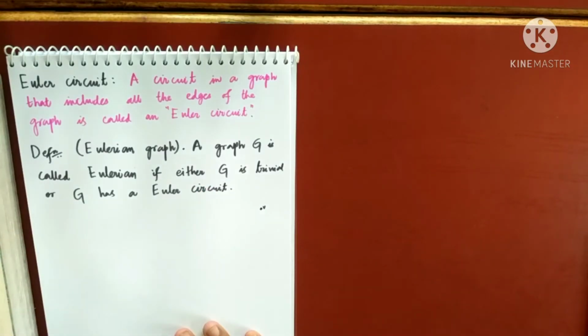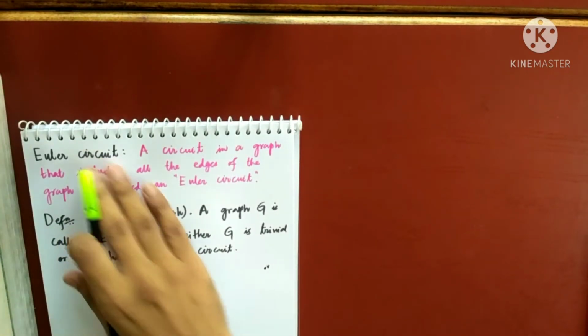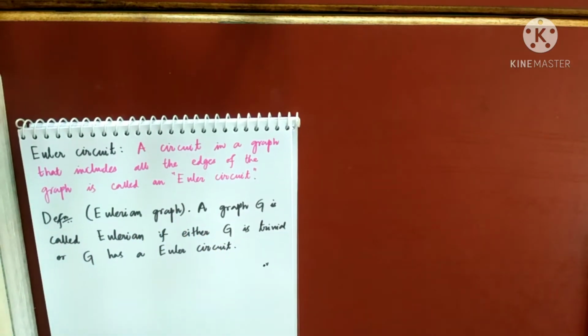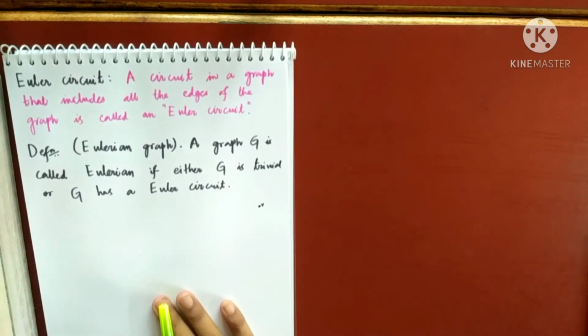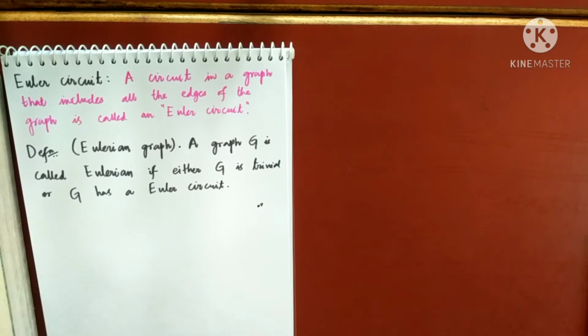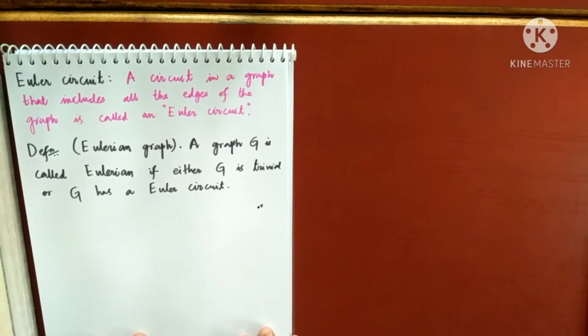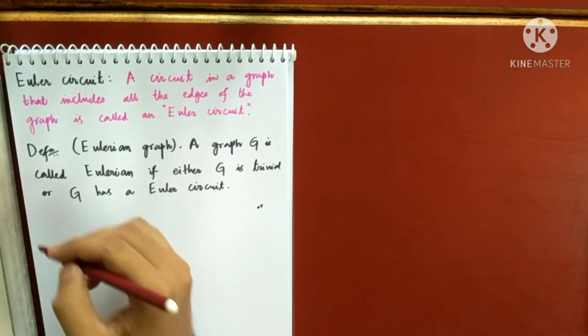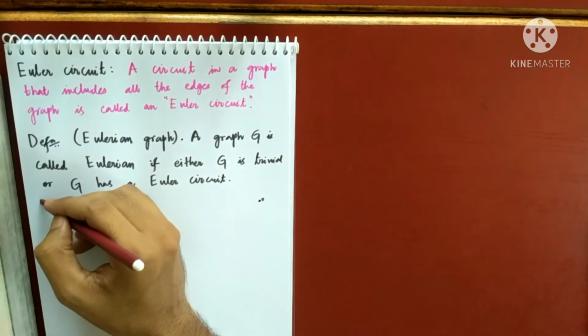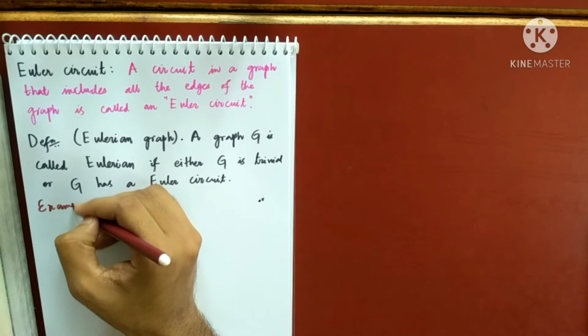So the question now about the Königsberg bridge problem is just to determine whether the graph G is Eulerian or not. The topic that we are studying now, Euler circuit and Eulerian graph, was motivated by the Königsberg bridge problem, as simple as that. We are studying this just to get the answer to the Königsberg bridge problem. So before going further, let's see some examples of Eulerian graphs and non-Eulerian graphs.